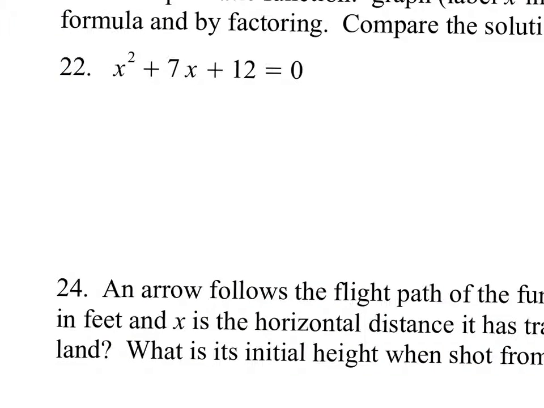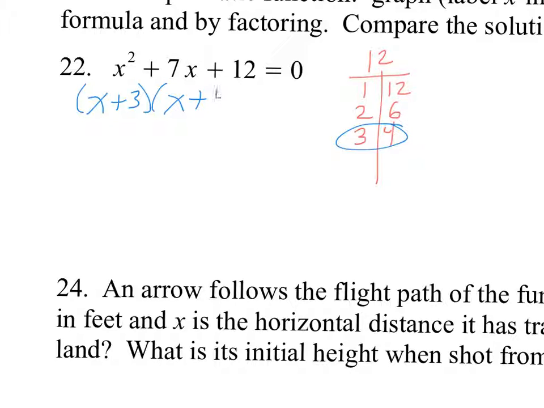Welcome to factoring for number 22. We already did the graphical method. So now for the factoring method, what I look at is the factors of this last term. The factors are 1 times 12, 2 times 6, 3 times 4. Those are all the factor pairs. Now, I need to figure out which of these factor pairs has a sum of 7. 3 and 4, exactly.